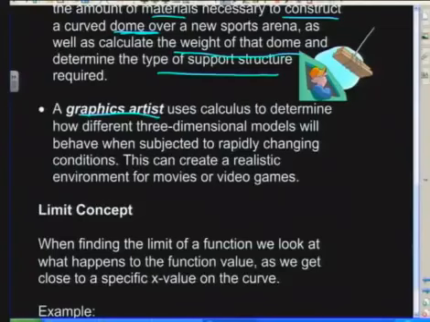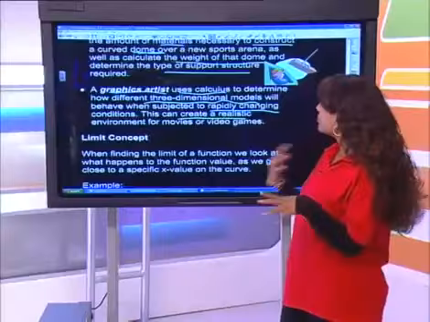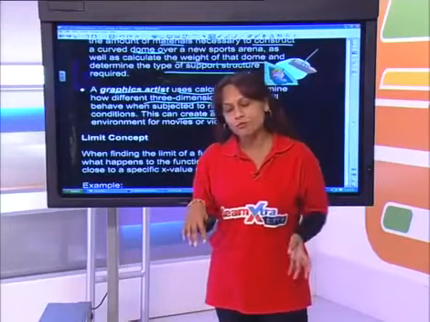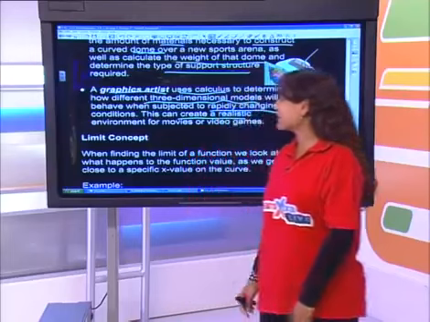Get away from maths, not going to happen. A graphic artist uses calculus to determine how different three-dimensional models will behave when subjected to rapidly changing conditions. This can create a realistic environment, especially when you're talking about movies and video games. So graphic artists, if you were going to do it and you thought there's no maths, there is a little bit of maths, but don't get too scared. It's nothing hectic. Very, very simple kind of maths you'll be using.